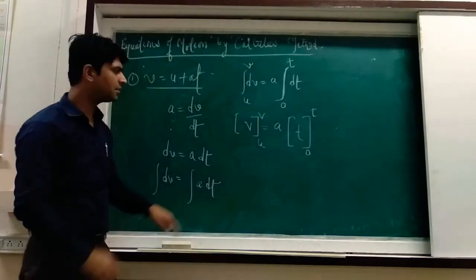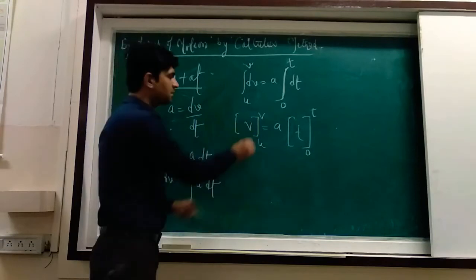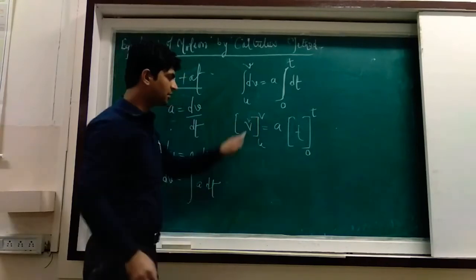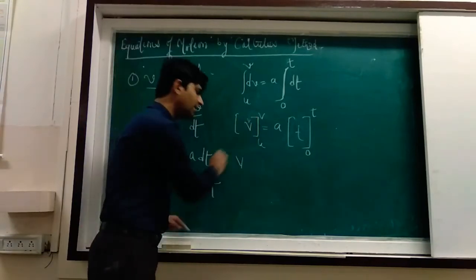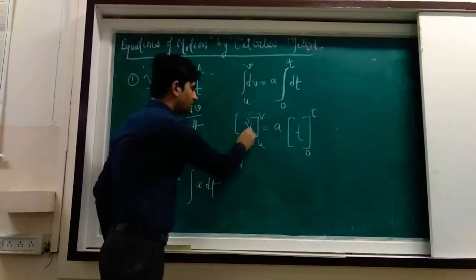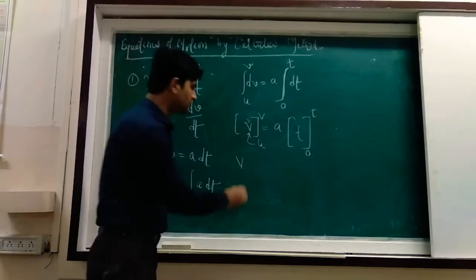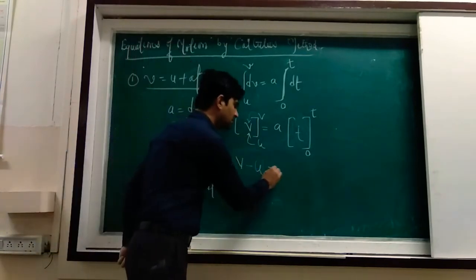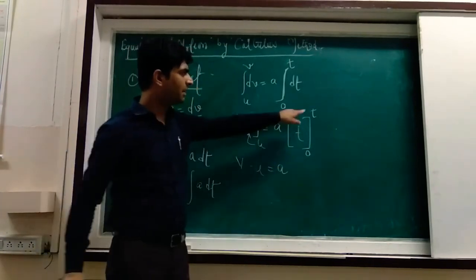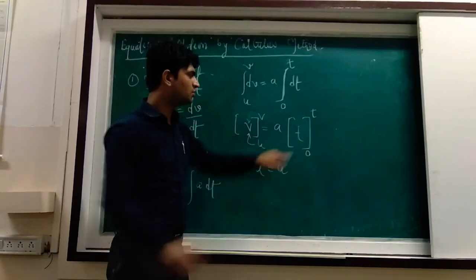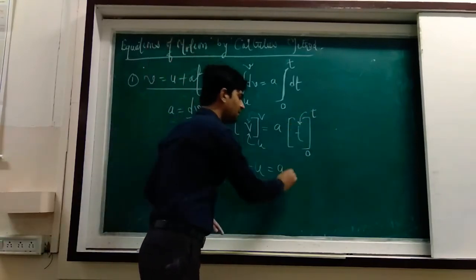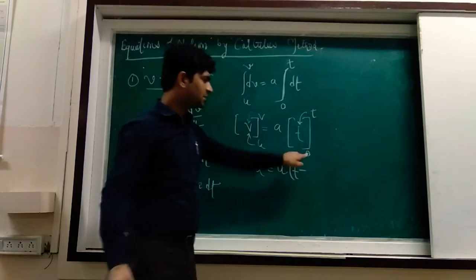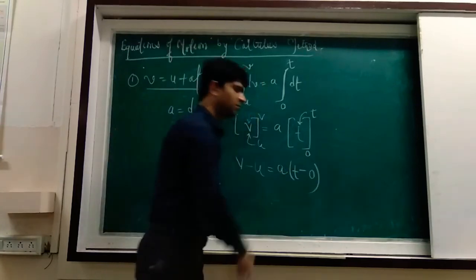Now how to solve it? We have to put in the upper limits first. So the upper limit is V, so I will write V. Now we have to put in the lower limit, that is U. So upper limit minus lower limit, that is V minus U, is equal to A. Here the upper limit is t and the lower limit is 0. So upper limit I will put t here, t minus lower limit, that is 0, t minus 0.